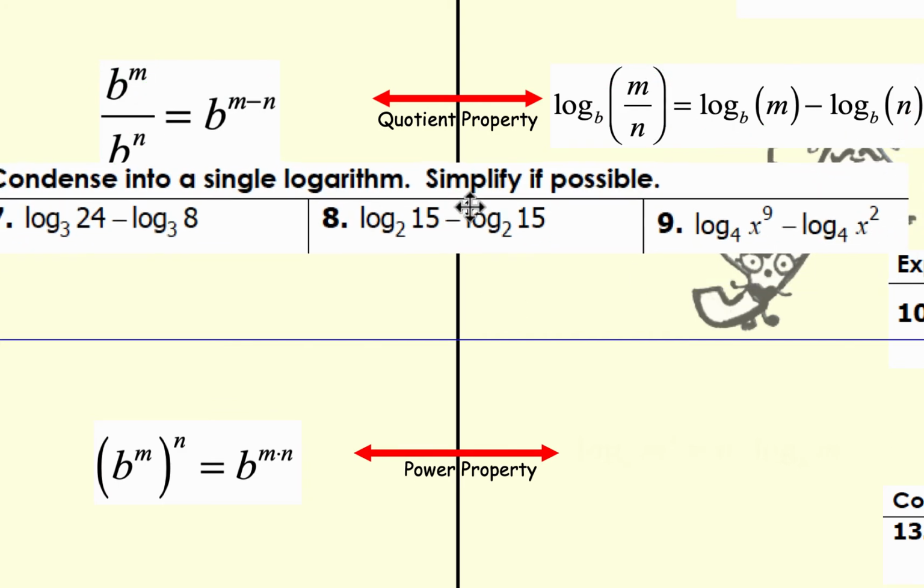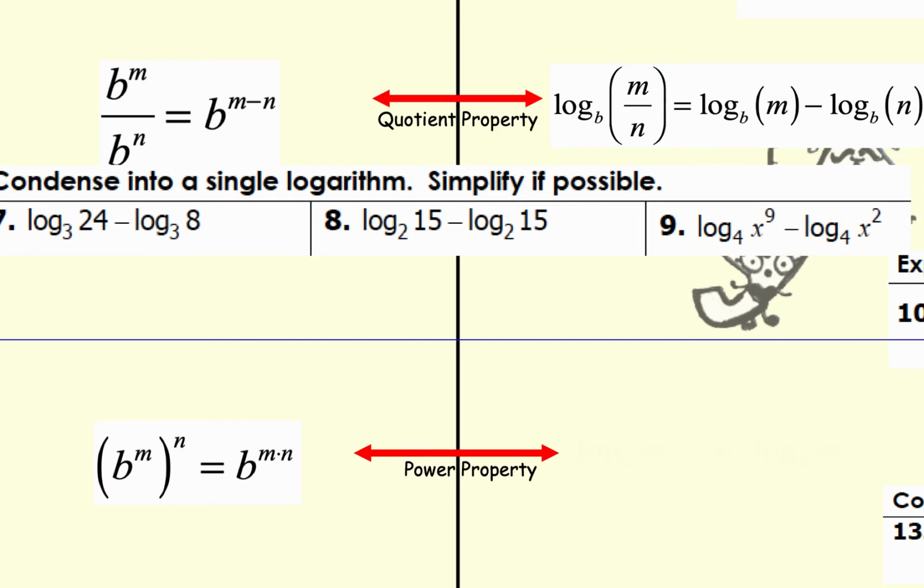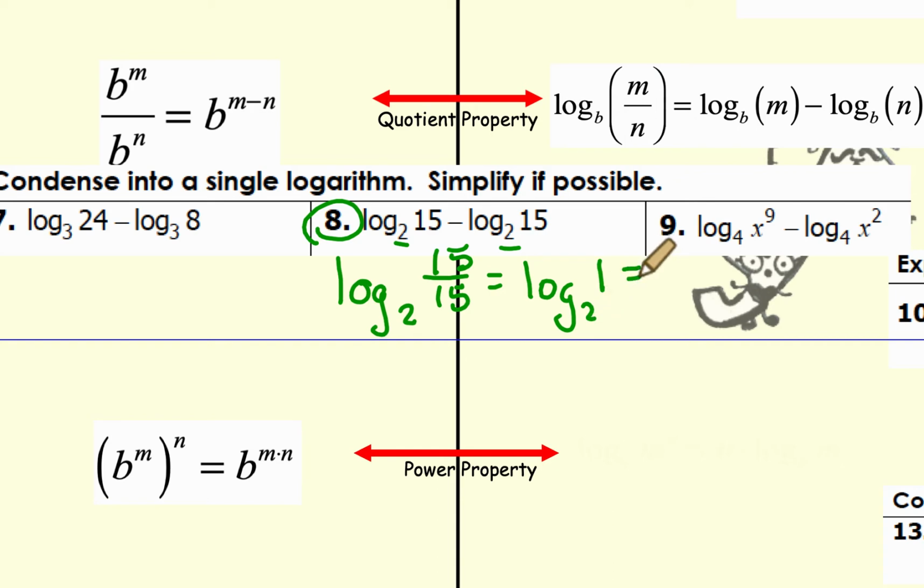Okay, so let's go ahead and condense. We're not going to do all of these this time. So let's look at number 8. So it's log base 2, because my bases are the same, and that's why I can actually use this property. Only if the bases are the same, don't forget. Numerator over denominator. Well, if I go 15 divided by 15, I get 1. My base is still 2. Well, 2 to what power makes 1? That would be 0.